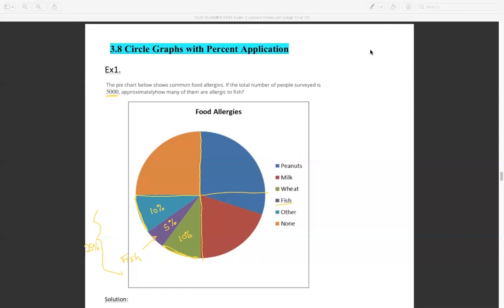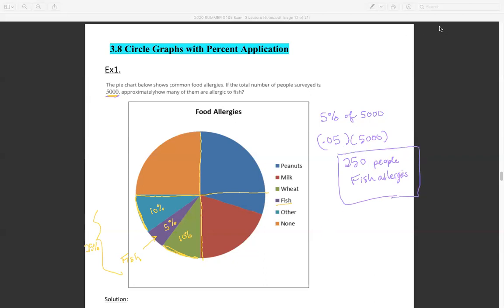And then what you can do is say, well, 5% of the total of the 5,000 will have the fish allergy. And then directly translate it. Well, 5% is just 0.05 in decimal form. Of means multiply. So 0.05 times 5,000, that gives us an answer of 250. So that means 250 people out of the total of 5,000 are going to have fish allergies. 250 people have fish allergies. Well, approximately, anyway.